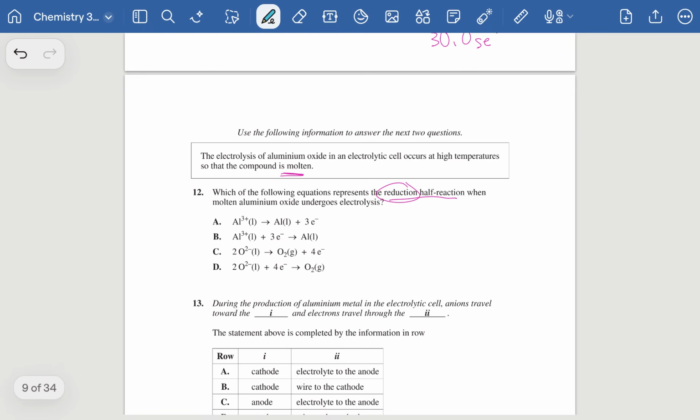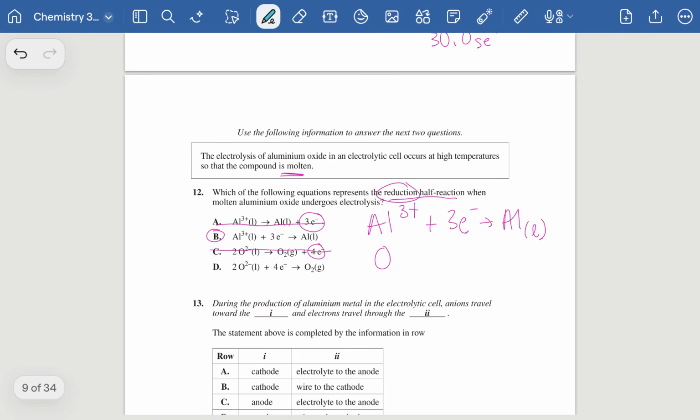So already you can rule out A because that's showing loss, and you can rule out C because that's showing loss. Again, you know that because those electrons are on the right hand side. So now we just want the one that would make sense, and that would be B. So if you had aluminum 3 positive and you were going to gain some electrons, so 3 of them, it would form your aluminum as that liquid.